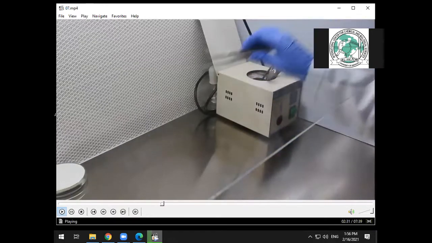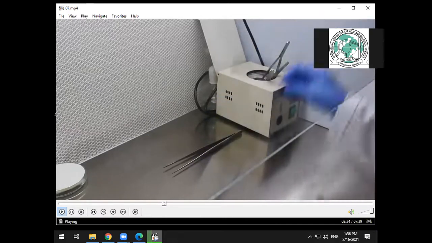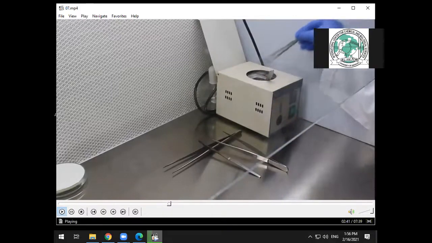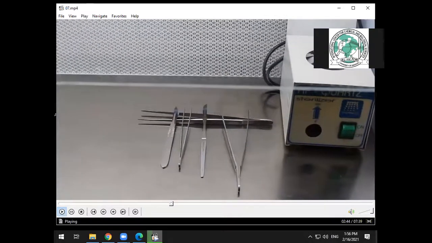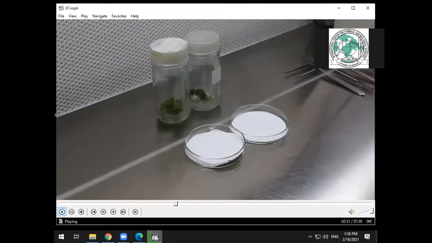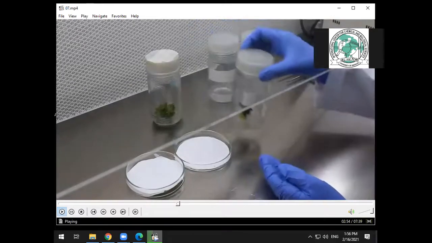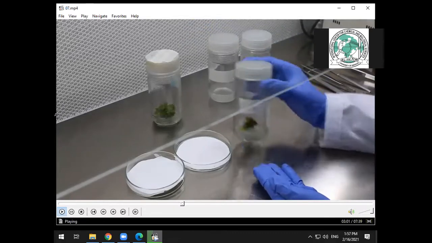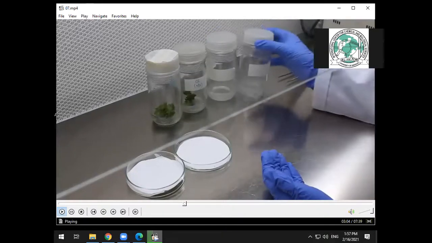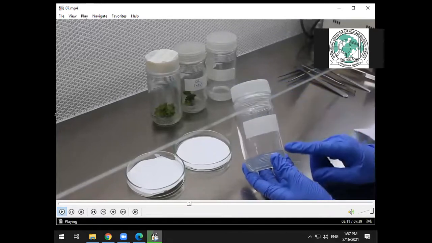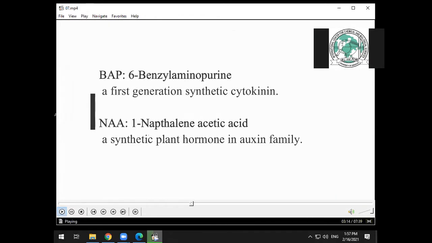Before starting experiment, take your tools out of the sterilizer like forceps and scalpel. Arrange your autoclaved plates and jar. Always use fresh cultures with no sign of contamination. Use fresh media with additional hormones, which are BAP, benzylaminopurine, and NAA, naphthalene acetic acid, which are growth regulators to initiate the shooting.